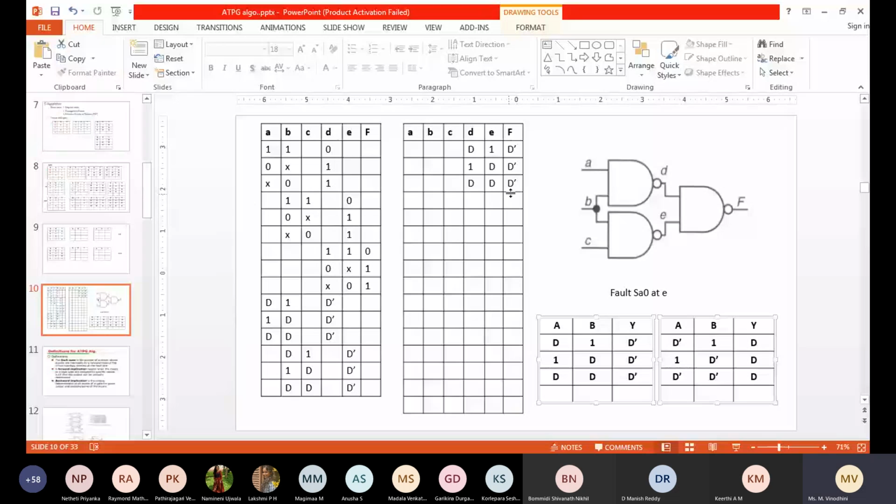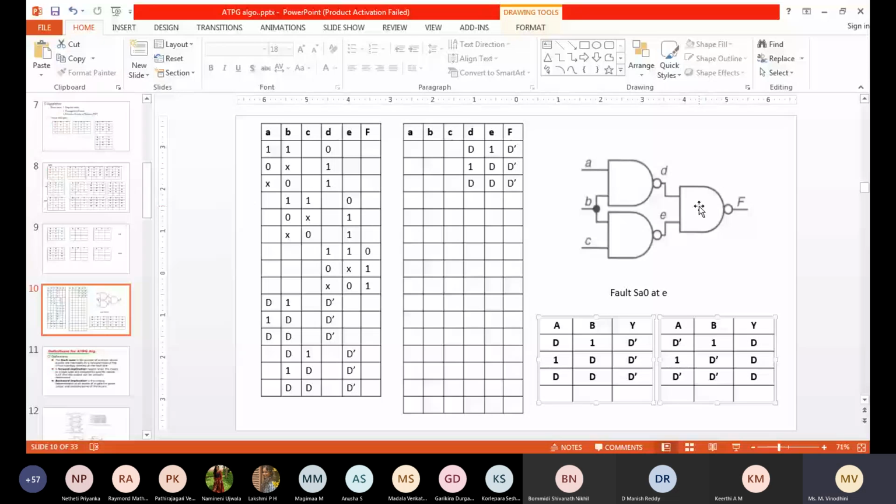Is this clear up to what we have done now? Yes, ma'am. Variable-wise, gate-wise, first we need to fill the singular cover. Next, we need to fill the propagation D cube. So if you know the singular cover and propagation D cube, it's just entering them in this big table, based on the variables, inputs and outputs.